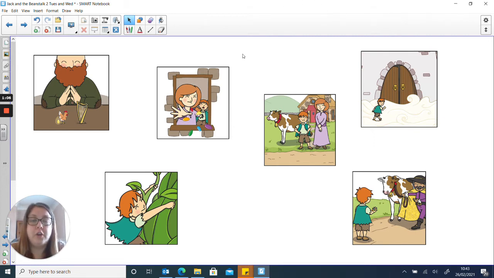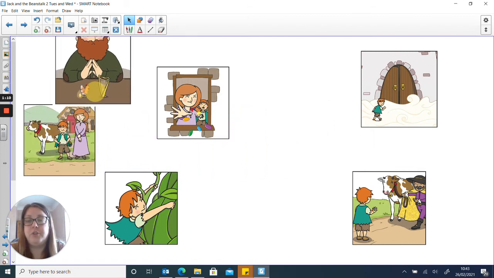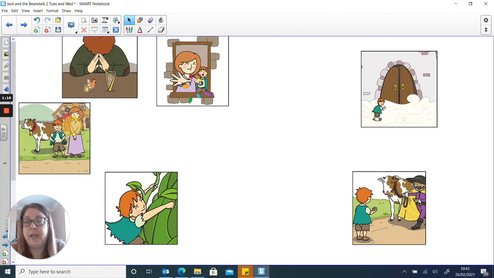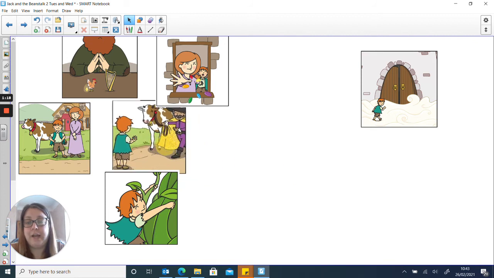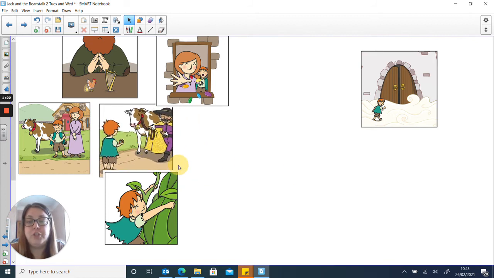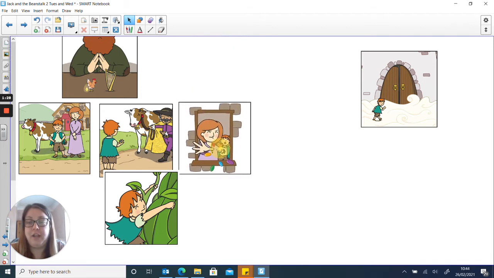Okay, so we've got Jack and Mum first of all, haven't we? We get introduced to Jack and Mum. Let's move those pictures up there with their cow, okay? And it does say that they were poor. So Mum told Jack that she had to go and sell the cow. But Jack came back with some magic beans. And Mum was not happy. She was furious, so she threw them out of the window.